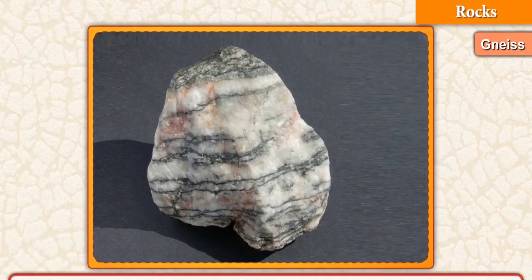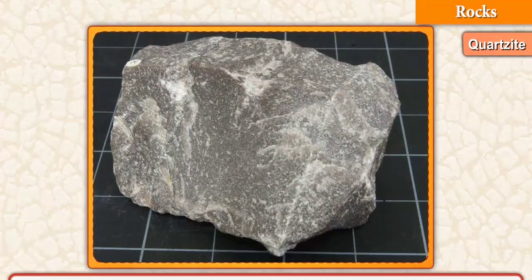Gneiss. It is formed from granite. It has light and dark bands. It is used in construction. Quartzite. It is formed from sandstone. It is a very hard rock and it is used for making glass and jewelry.